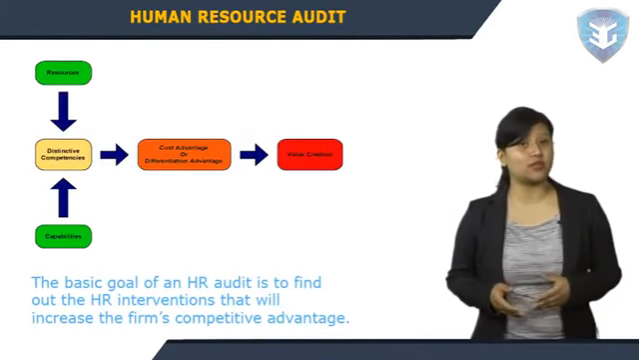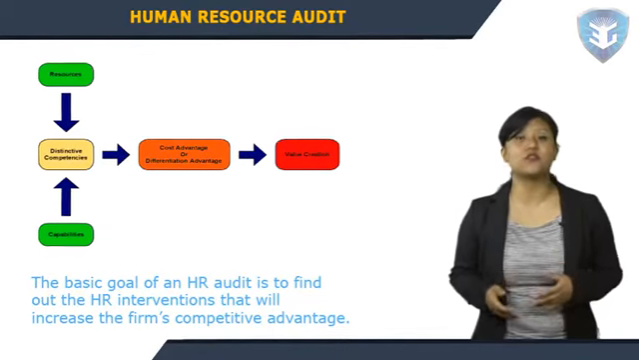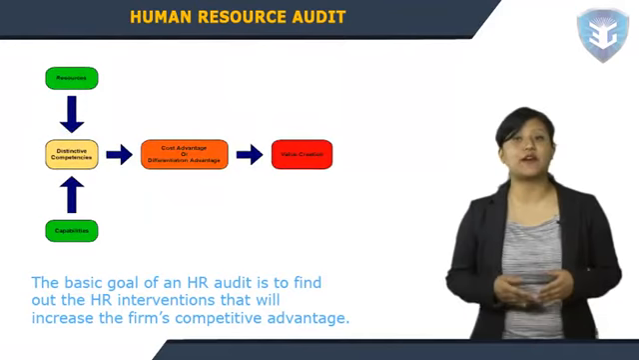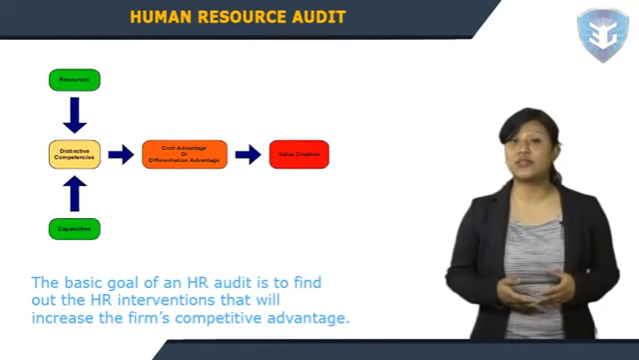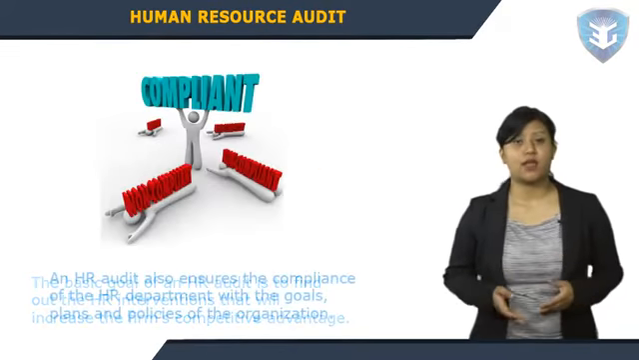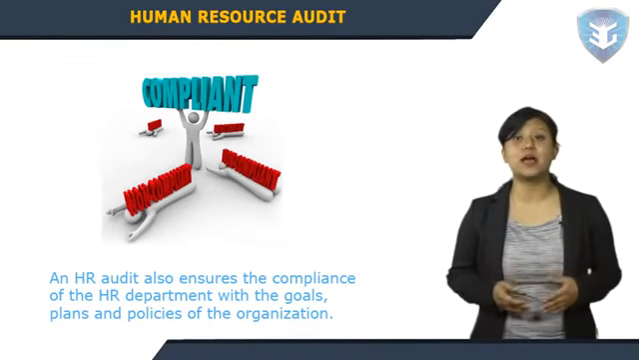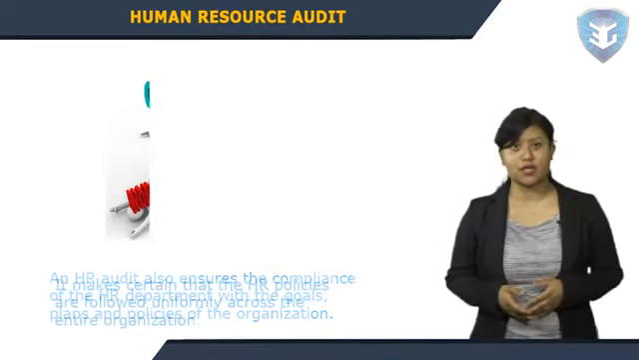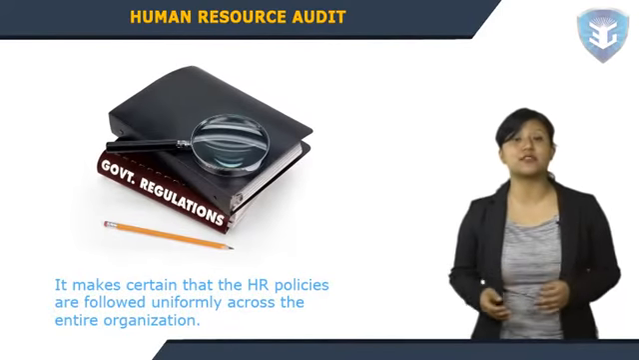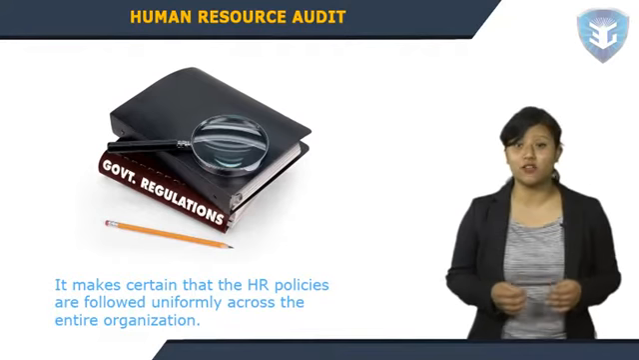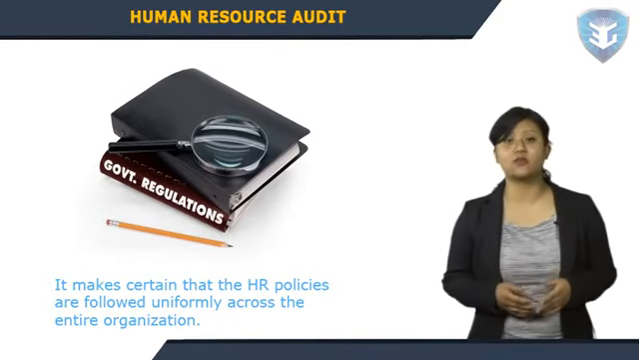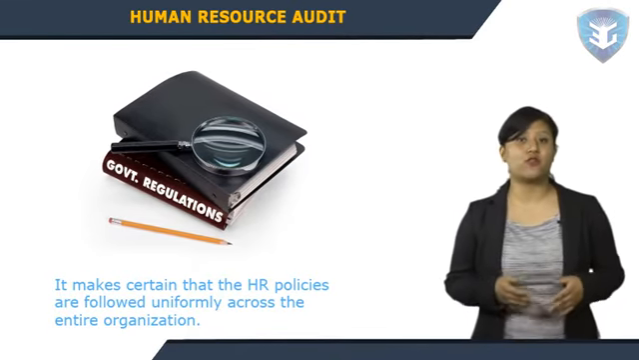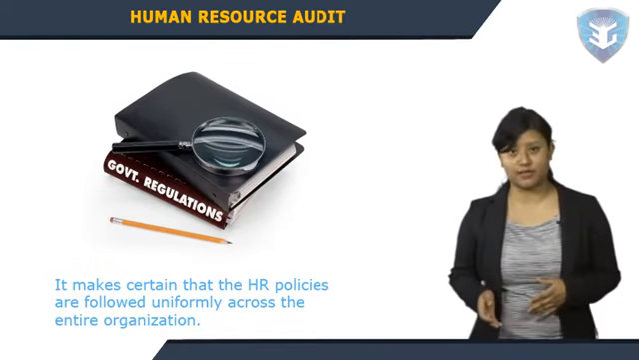A human resource audit aims at ascertaining the effectiveness of the HR department and its functions. The basic goal of an HR audit is to find out the HR interventions that will increase the firm's competitive advantage. An HR audit also ensures the compliance of the HR department with the goals, plans, and the policies of the organization. Similarly, it makes sure that the statutory provisions and other regulations of the government are followed properly without any deviations. It also makes certain that the HR policies are followed uniformly across the entire organization.